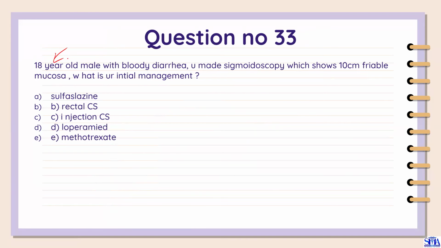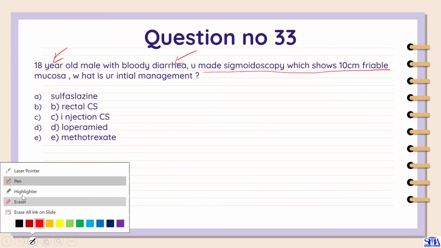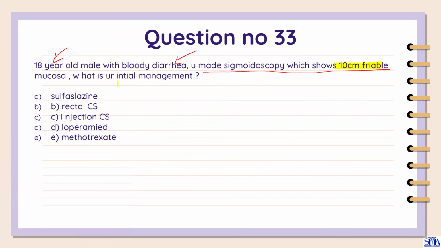Next one is an 18-year-old with bloody diarrhea. You did sigmoidoscopy with a 10 centimeter area of friable mucosa. Now, this is supposed to be an easy question because I have mentioned it. If I didn't mention it in the past, it could have been a tough question for you. So area of friable mucosa, which I think I have mentioned in the classes. That's why every single thing from the class you need to mark. Now this one, with the bloody diarrhea, is going towards ulcerative colitis.